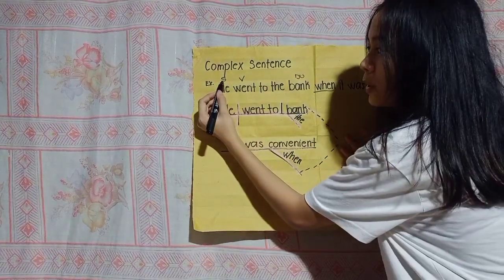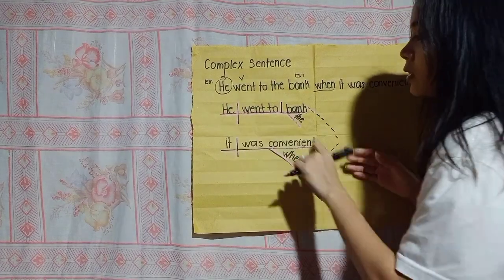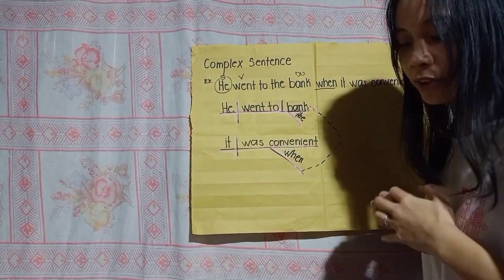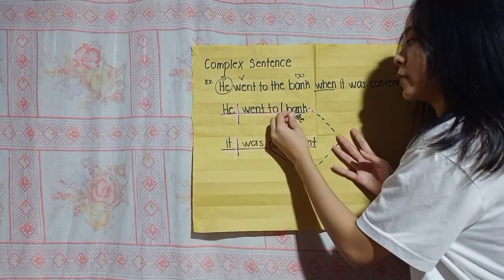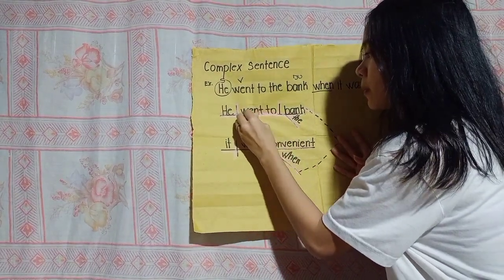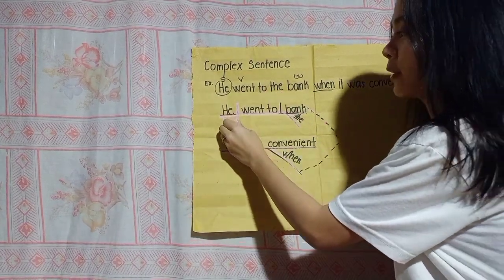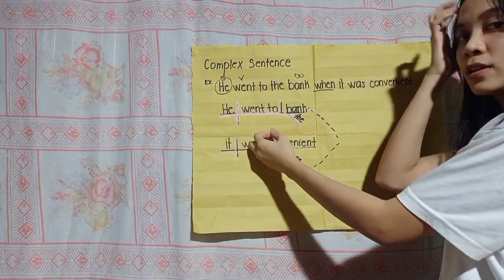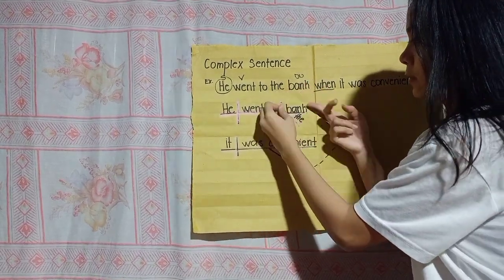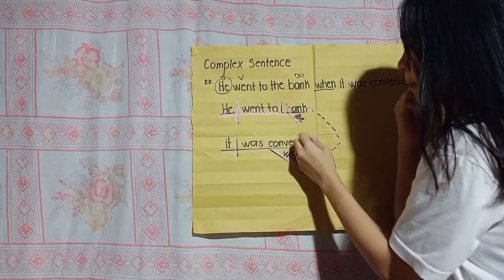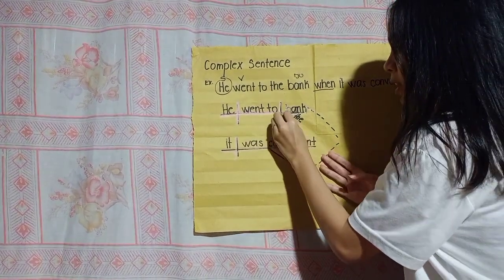So he was our subject. So in diagramming a complex sentence, first we're going to draw a horizontal line and a vertical line which divide the subject and the verb. So he went to where? To the bank. Bank which is modified by the.